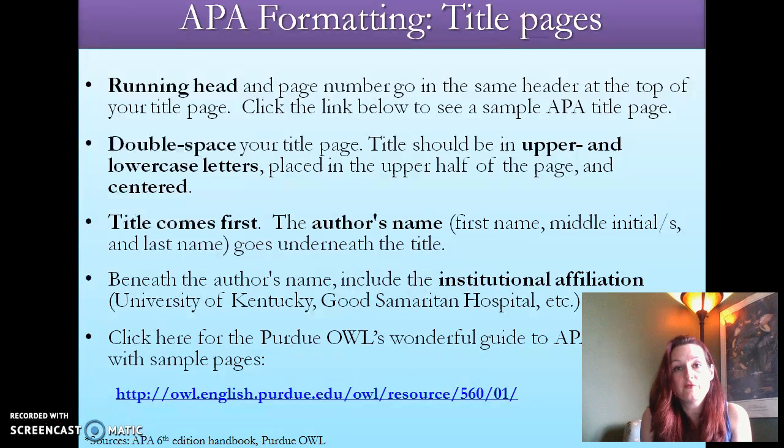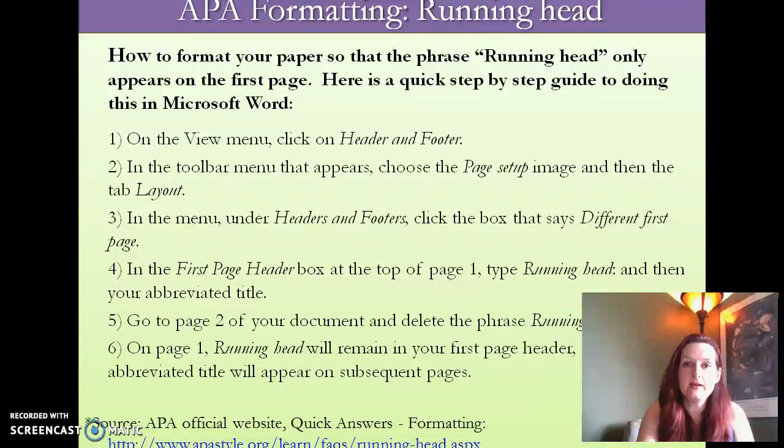The title should come first on a title page, followed by the author's name, which goes first name, middle initial, and last name. So for me, it would be Whitney L. Kurtz Ogilvie, right underneath the title. And underneath that, you're going to put your institutional affiliation. So that would be University of Kentucky, Good Samaritan Hospital, whatever your institutional affiliation may be. As I said, there's that sample page if you want to look at a title page.